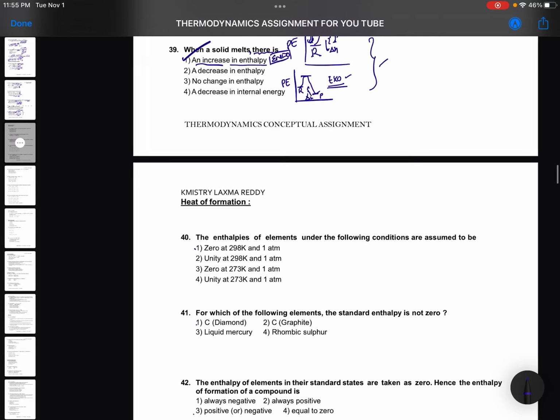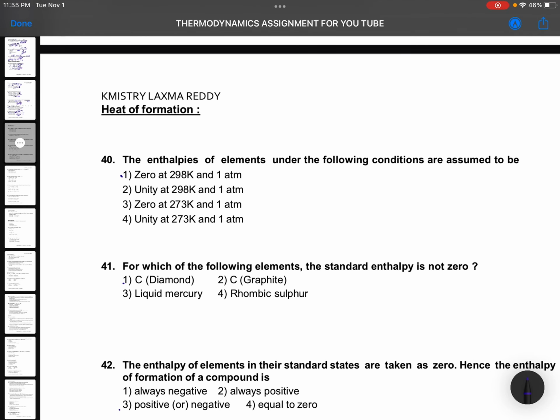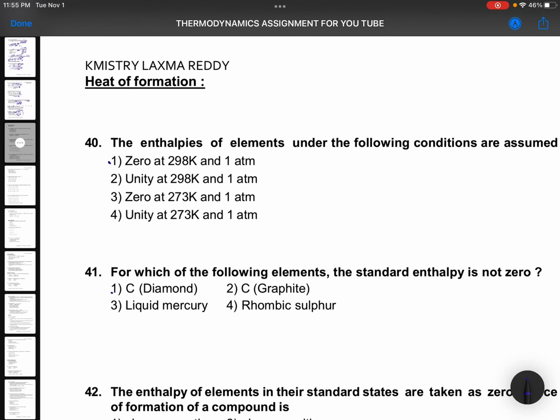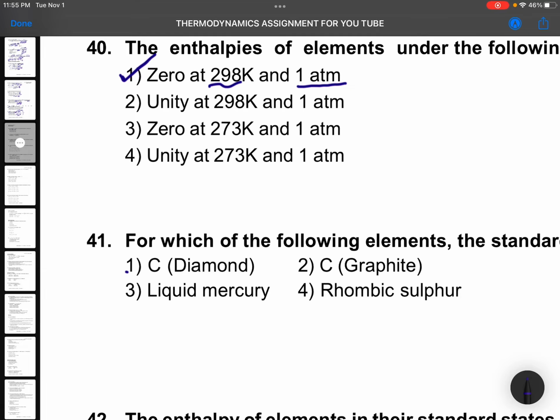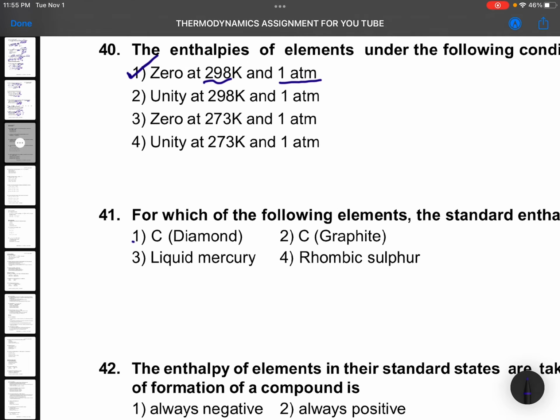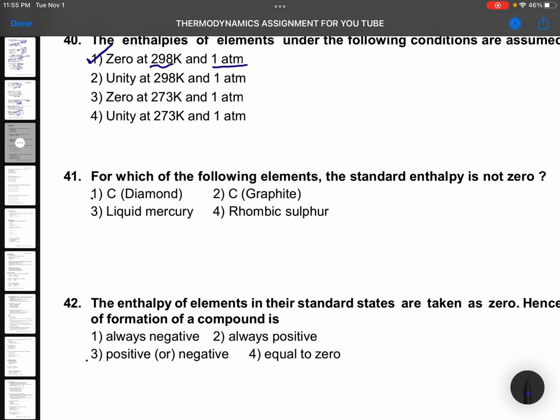Coming to heat of formation questions. The enthalpies of elements under the following conditions are assumed to be... okay, now standard conditions we say: 0 at 298 Kelvin and 1 atm. Carbon (graphite), sulfur (rhombic sulfur), all these are taken as 0 at 298 Kelvin and 1 atm. H2 gas, F2 gas, Cl2 gas, all these also. Under those conditions, the enthalpy is taken as 0. Remember, that is a very, very important point.